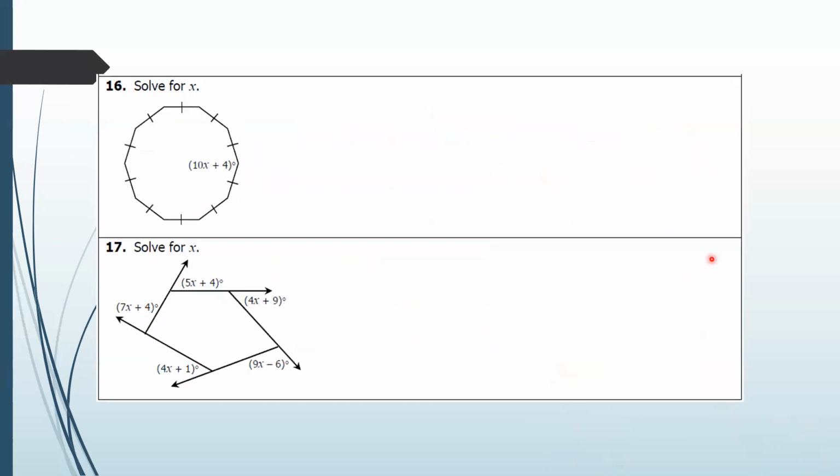All right, these two look fun. Just solve for x. Now, number 16 only gives me the measure of one angle. That's interesting. Well, see all those tick marks? These tick marks mean that all the sides are the same, which means this is a regular polygon. How many sides does it have? Let's count. 1, 2, 3, 4, 5, 6, 7, 8, 9, 10. Oh, n equals 10. There are 10 sides here.